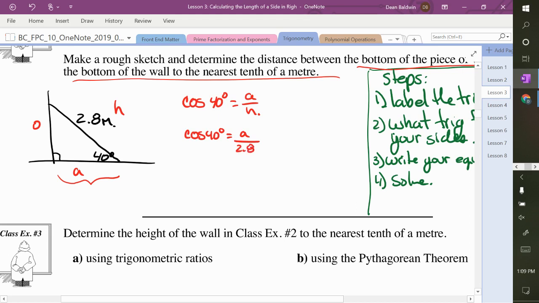Okay, what's my next step? Figure out what cos of 40 is. Go. What is it? 0.77? A over 2.8. So what is the A value?